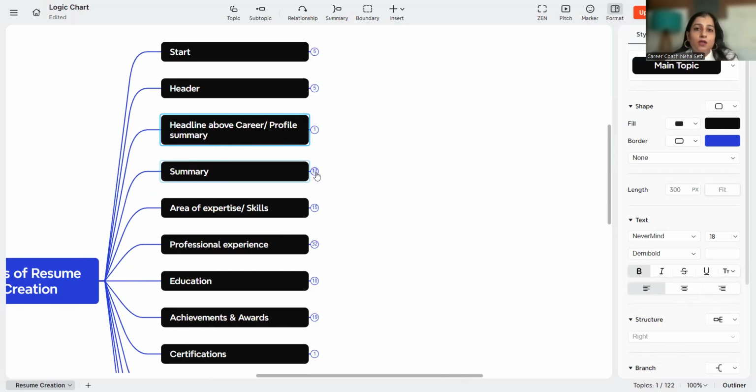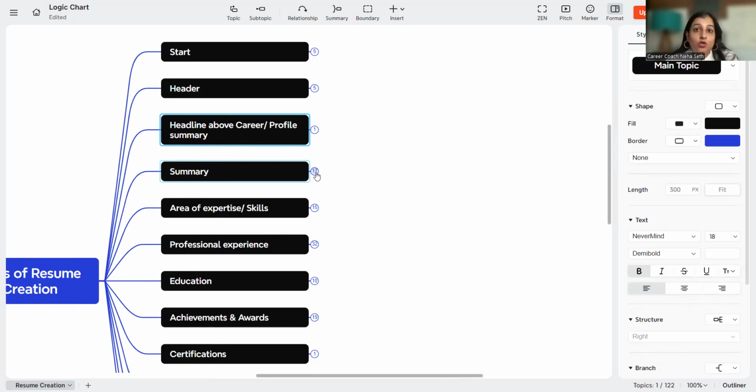Next comes the summary. Here I'm talking about the career summary, which some people call the professional profile or professional summary. I will tell you the why behind everything, why we are writing what we are writing. Before that, many a time I see people writing a career objective in the resume. Now, career objective is absolutely obsolete.